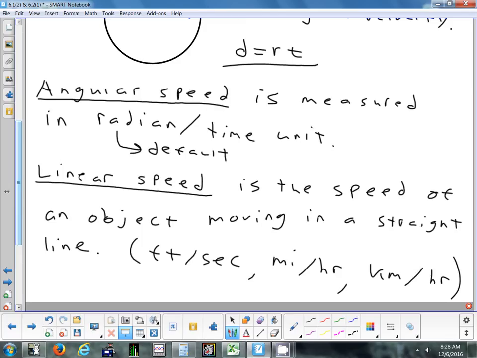Okay, so comparing that to linear speed, which is the speed of an object that's moving in a straight line. Think of that as measured in miles per hour. There's a distance component and a time component, just like angular speed, except the distance component in linear speed is something that you'd use on a tape measure. It's feet, inches, centimeters, miles, things like that.